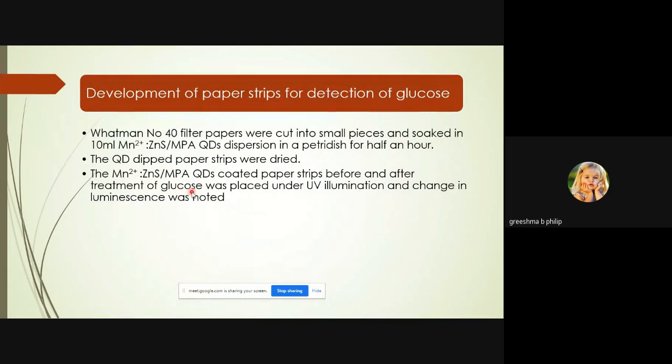For development of a paper strip for the detection of glucose, we take Whatman number 40 filter paper and cut it into small pieces, and it's soaked in 10 ml of the formed quantum dots and dried. The paper coated strips, before and after treatment with glucose, were placed under UV illumination.